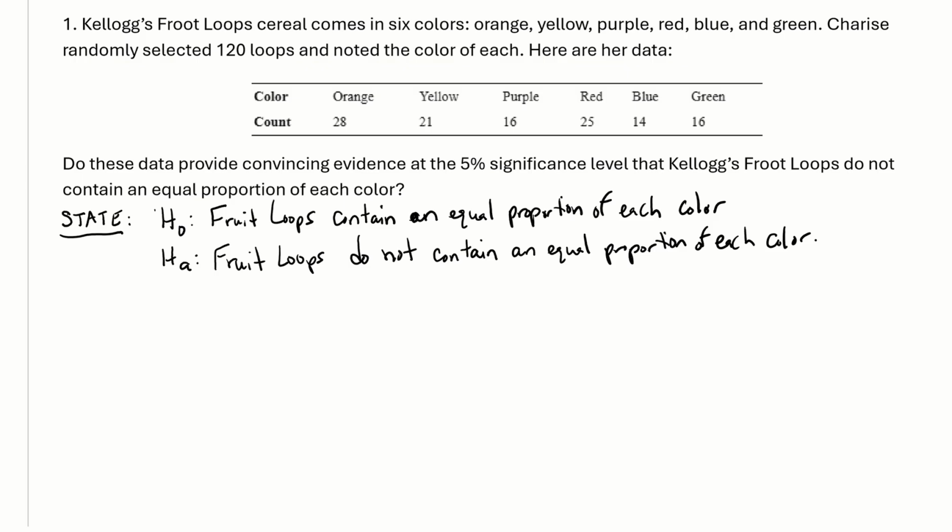All right. So then we're going to state that alpha is 0.05, and then we're going to do our plan. Our plan of action: we're going to do a chi-square test for goodness of fit.